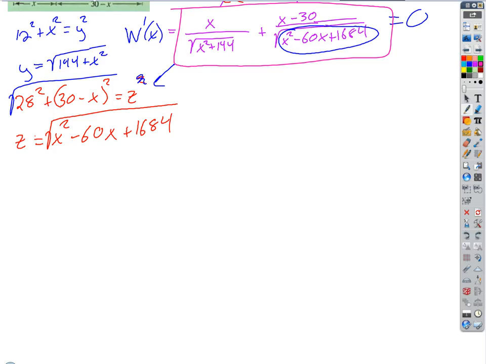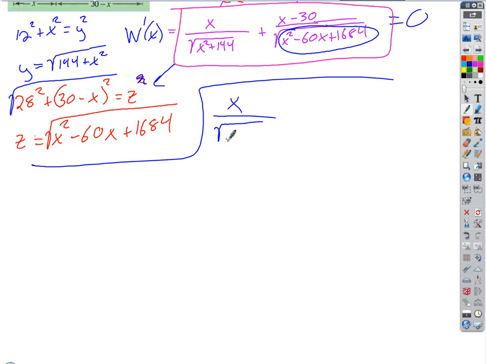So first step is let's move one of those terms to the other side, right? So we're going to get something like, let's just partition all that off. So we're working down here. We get x over the square root of x squared plus 144 equals the opposite of this one, negative that. Let's just distribute the negative 1 and make that a 30 minus x, over the square root of x squared minus 60x plus 1684, right?